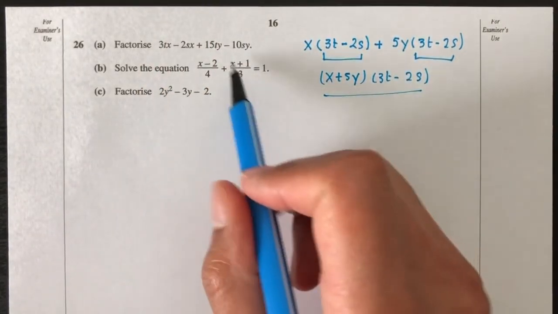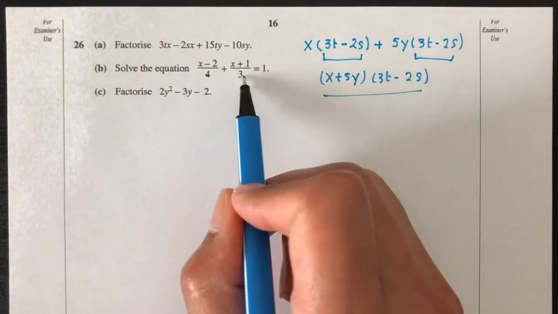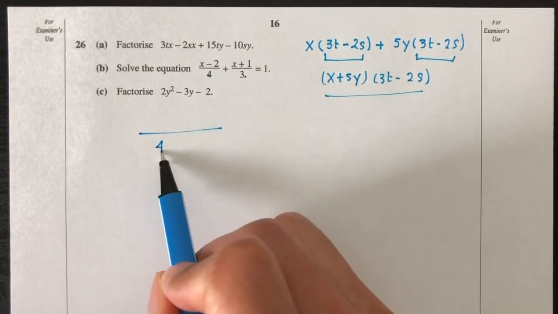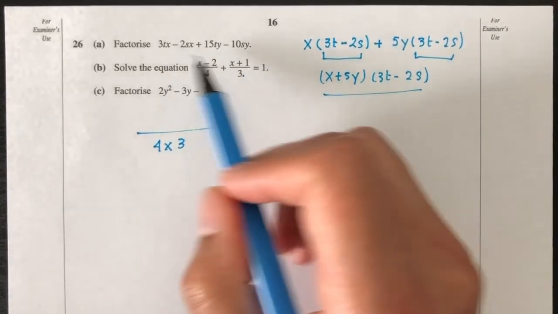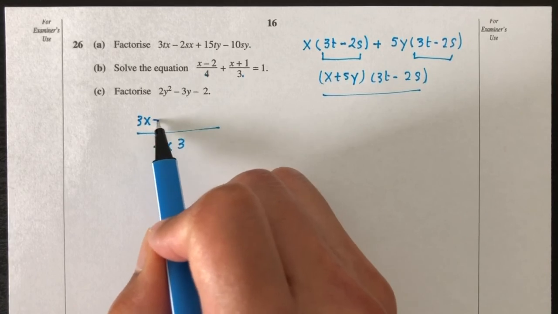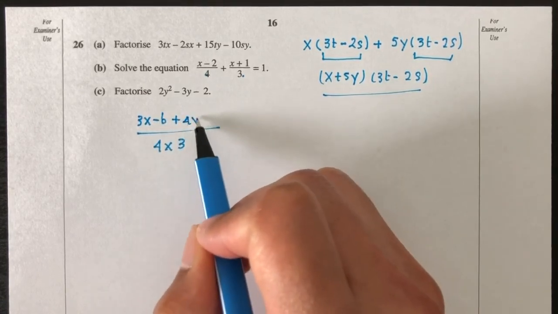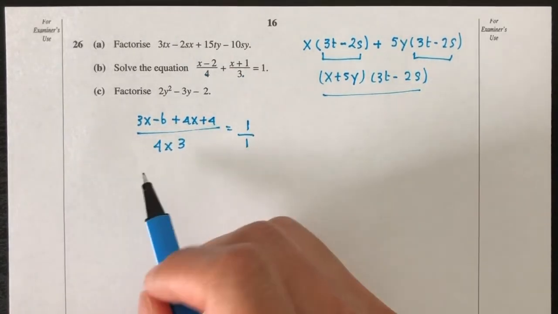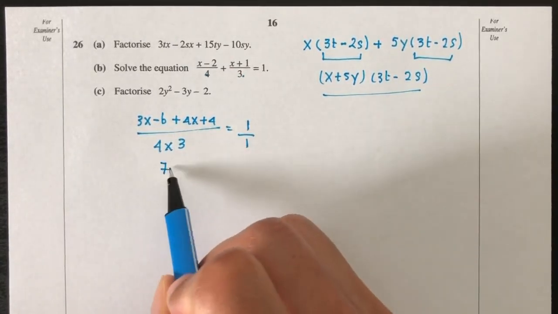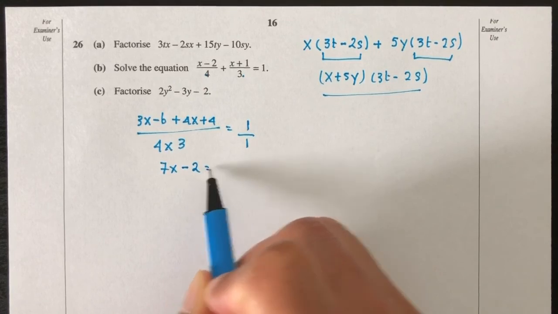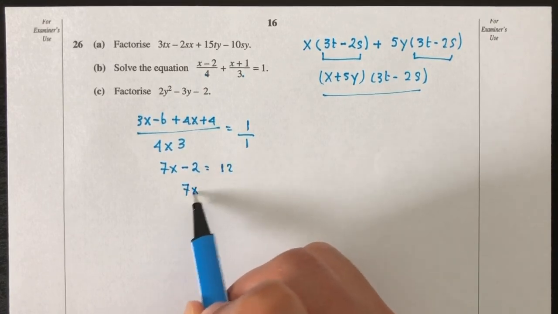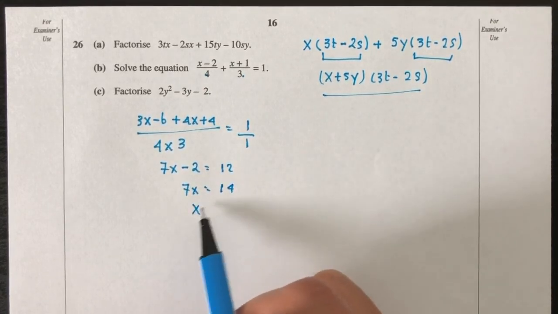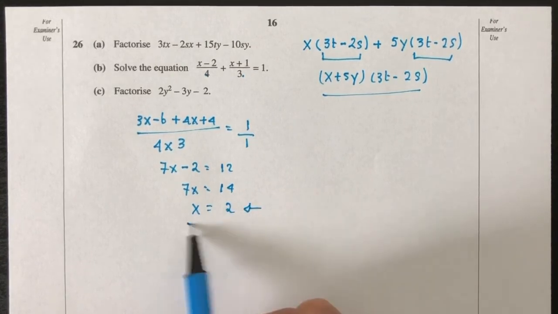Now for part B, solve this equation. As you can see, the denominators here are different. We have to find the LCM, so 4 times 3. Now we just cross multiply. 3x minus 6 plus 4x plus 4 equals 1. Now we can simplify. 7x minus 2 becomes 12. 7x becomes 14. x becomes 2. That's the value of x.